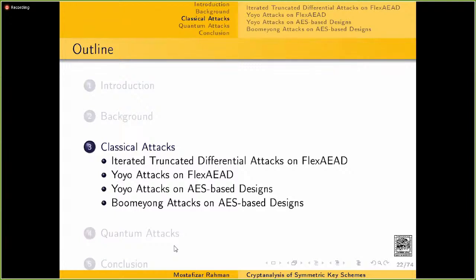Now moving towards the work. First of all, we will present the classical attacks that have been done in the thesis. There is a NIST lightweight cryptography candidate, FlexAEAD, which was out in the first round. On that we performed iterated truncated differential-based attacks and yo-yo attacks, and then we introduced some new cryptanalysis techniques for public permutations and for AES-based designs.